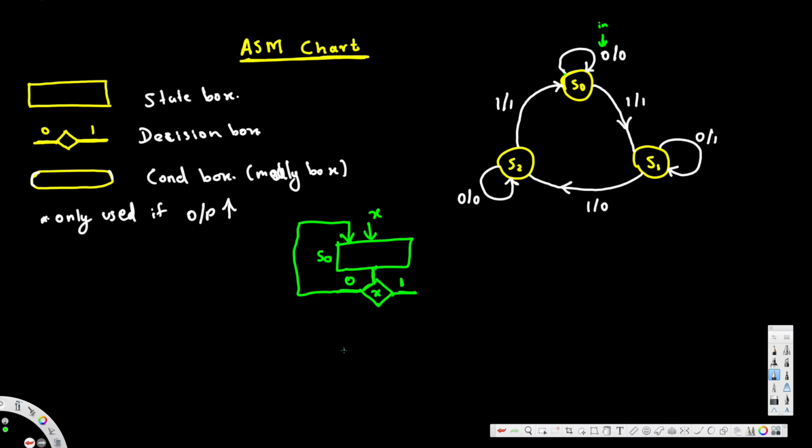So let's draw the S1 here. S1. If the input is 1, it goes to S1. But here you can see this conditional box. It's only used if the output is high. Here you can see output is also 1. When the input is 1, output is 1. It means we have to use this box, this little bit curve. Okay, this one called mealy box. Inside of this one we will have Z. And we know that if the input is 1, output is also 1, and it goes to S1.